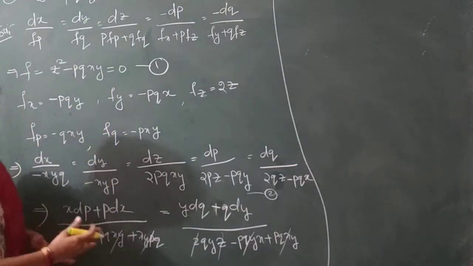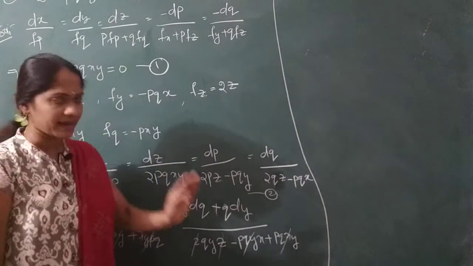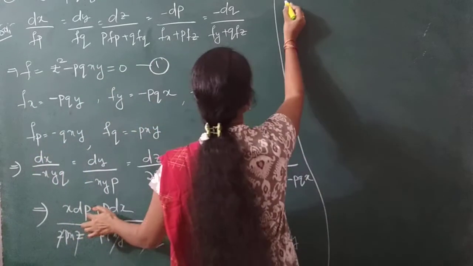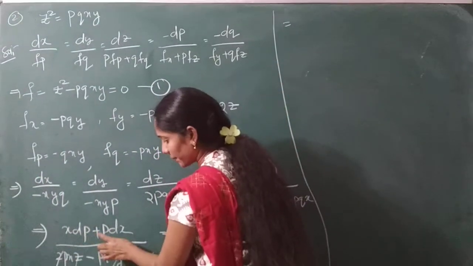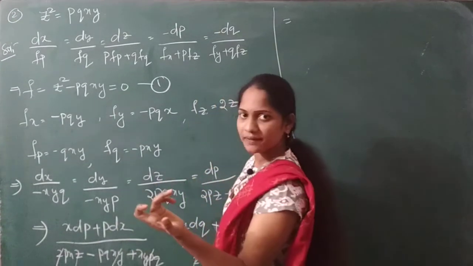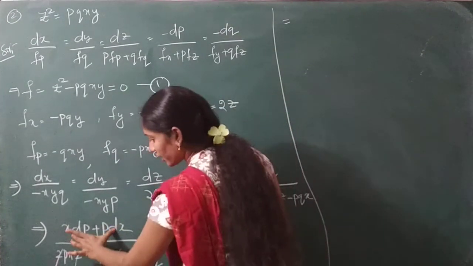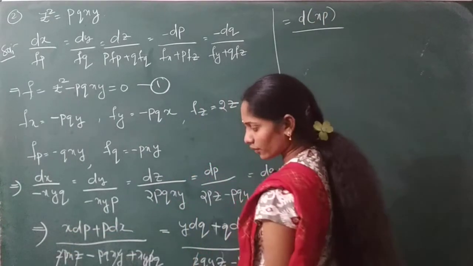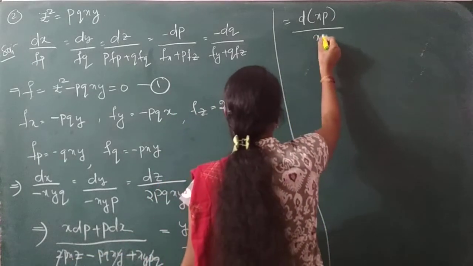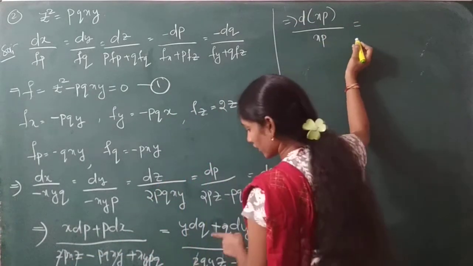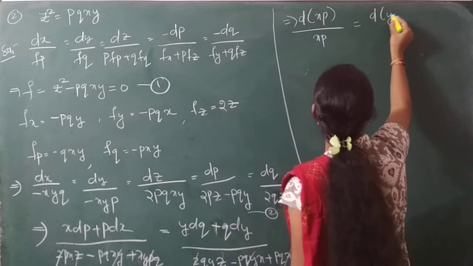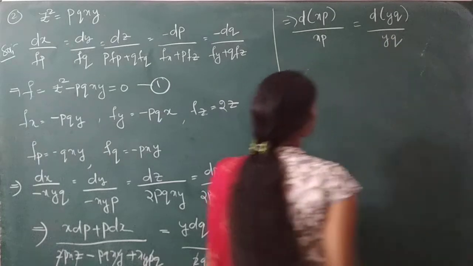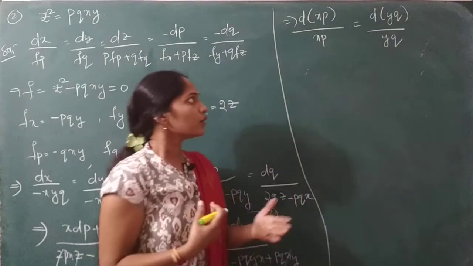So children, I have written everything in one step, don't get confused. You just have to cancel the denominator terms, whatever may be cancelled. So now what is the remaining term? Here, x into dp plus p into dx. From the previous lectures of standard VSC, how can you write this? It is the derivative of xp, and the remaining term is xp. So it equals, you can also write here, d of yq by the denominator term y into q. Yes, the numerator and the denominator are looking similar.